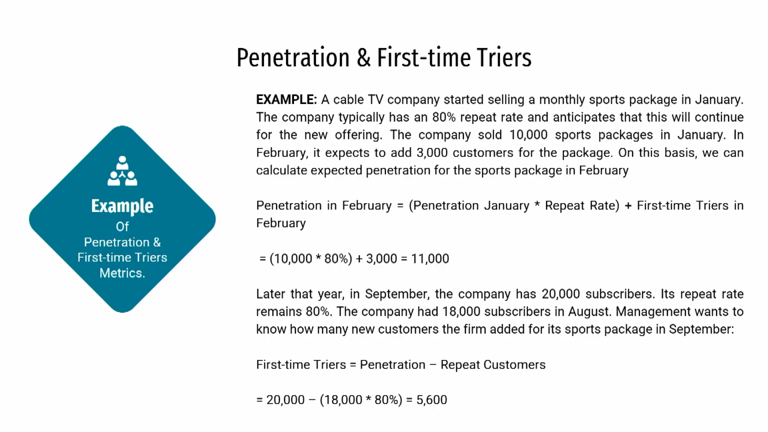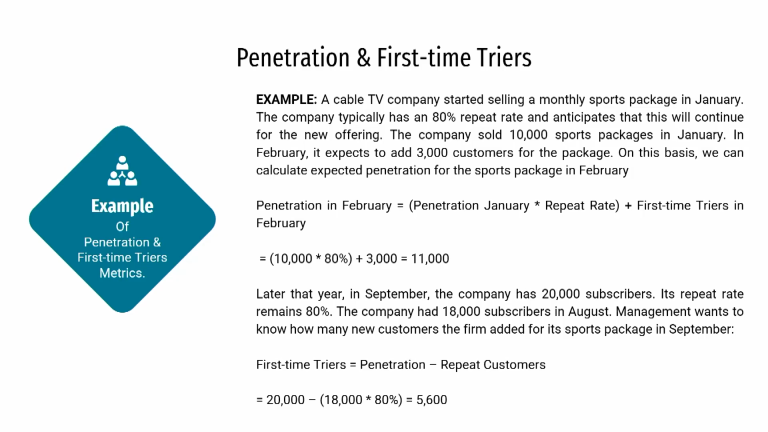Let's put another extension to this data. Later that year, in September, the company has 20,000 subscribers. Its repeat rate remains 80%. The company had 18,000 subscribers in the month of August. Now, the management wants to know how many new customers the firm added for its sports package in the month of September. Right. So, now we are trying to calculate the first time triers.